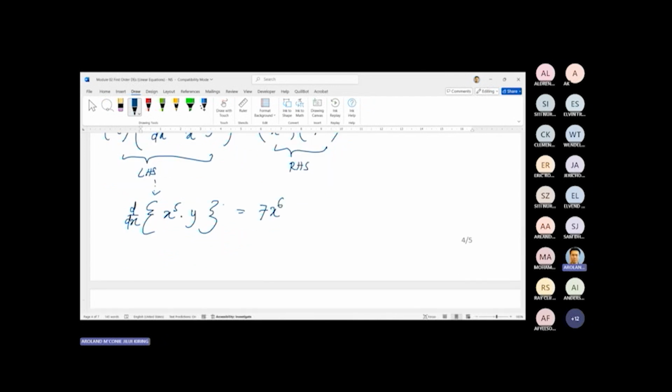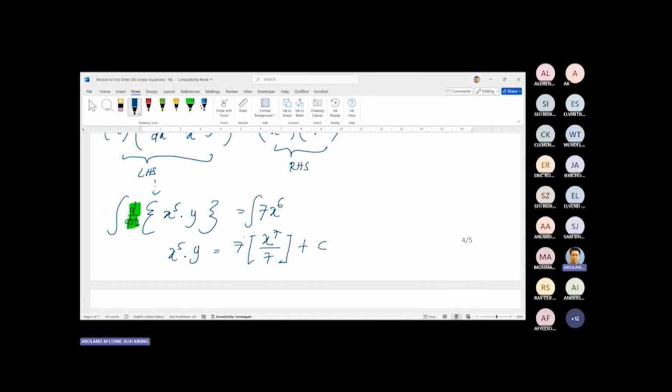Now we want to get rid of this differentiation. Therefore, we integrate both sides of the equation. The left hand side simply becomes x to the power of 5 multiplied by y. For the right hand side, 7 is a constant you can put outside, and what you integrate is x to the power of 6. So it will become x to the power of 7 divided by 7, and then plus constant c.